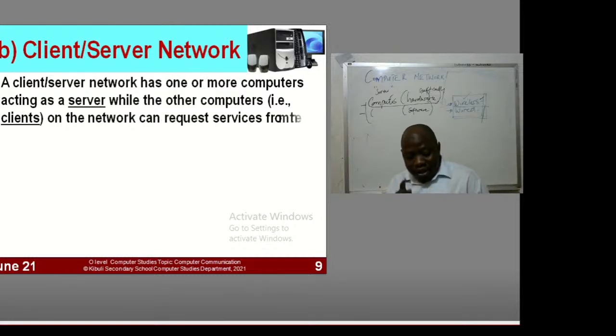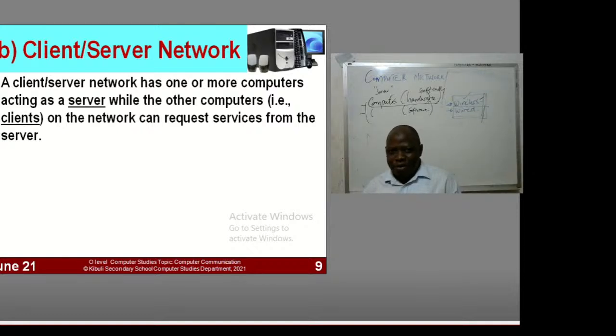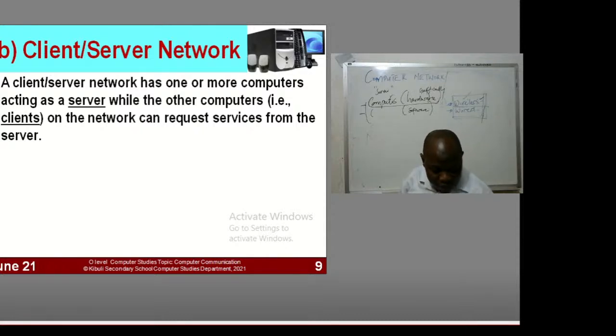So the next bit we are looking at is what we call the client-server network. The client-server network, I talked about it earlier on, and I said that it is teacher to student. Why? The teacher is more knowledgeable than the student, and you look at a student coming to consult from the teacher. Why? Because he has the knowledge in that particular subject. Like computer, somebody coming to consult me, it's because I have that knowledge. So here I'm looking at client.